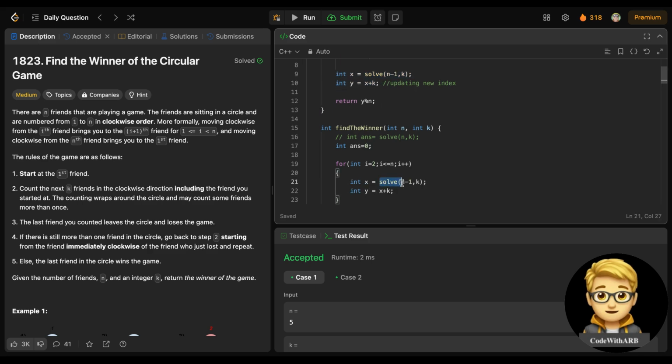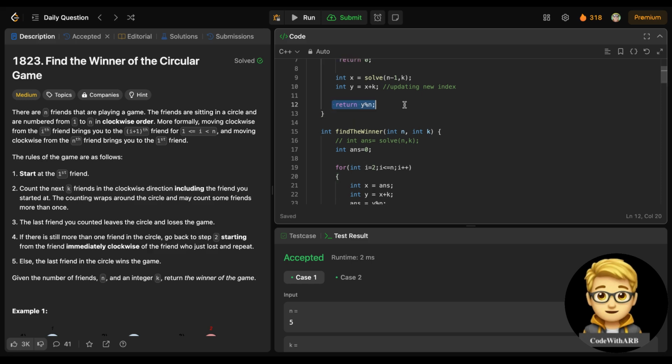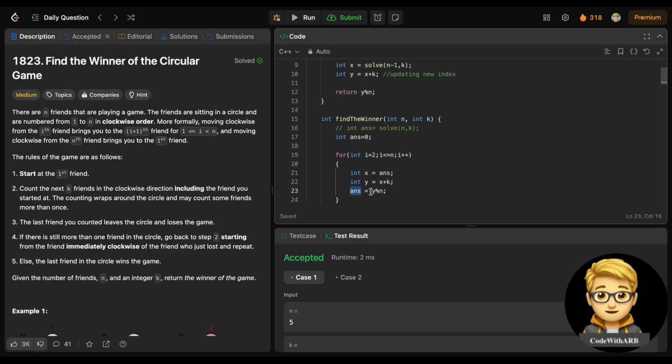This solve of n minus 1 is the answer, so we will use this answer. This y is the updated value, which is x plus k. Now the answer needs to be updated as y, because we are returning y modulus n. So this answer must be y modulus n, because when we come next time it is returning y modulus n.